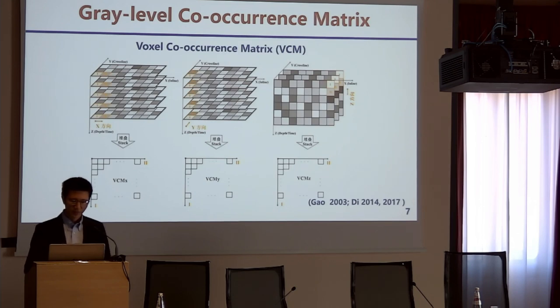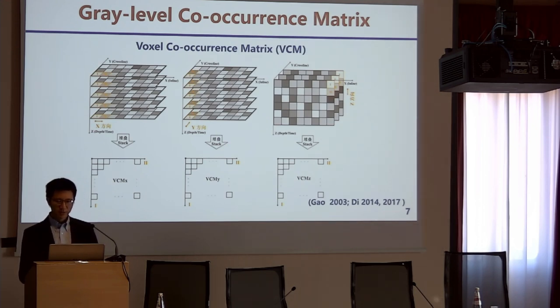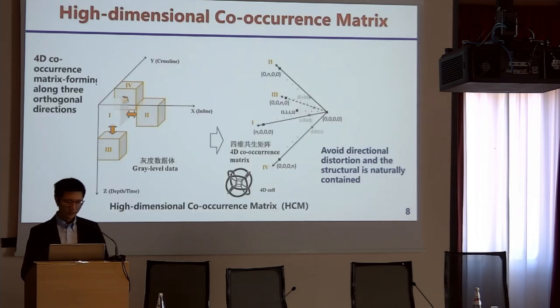Although we have some solutions such as the voxel co-occurrence matrix method, which basically implements the gray level co-occurrence matrix in 3 different directions, it will have directional distortions in the real data application. Thus, we developed a new method called the high-dimensional co-occurrence matrix to avoid the directional distortion and to better identify the formations for CO2 storage.